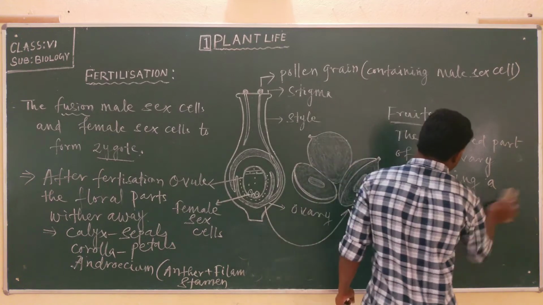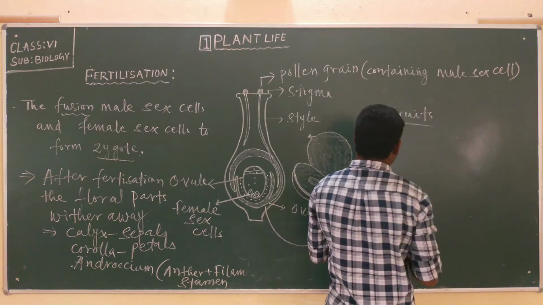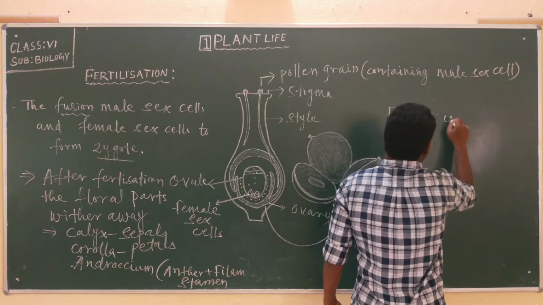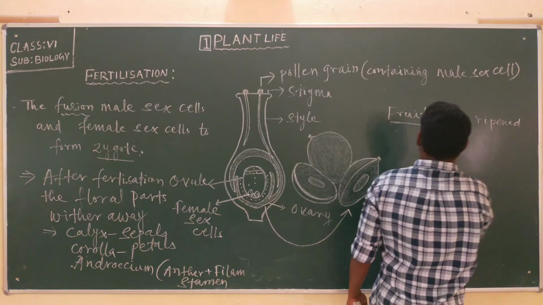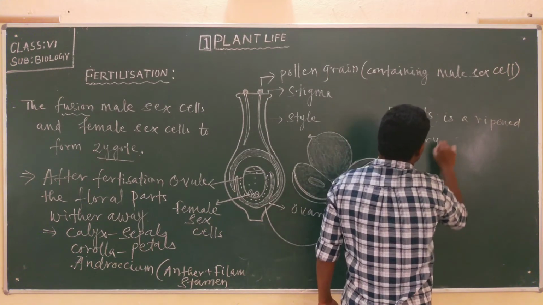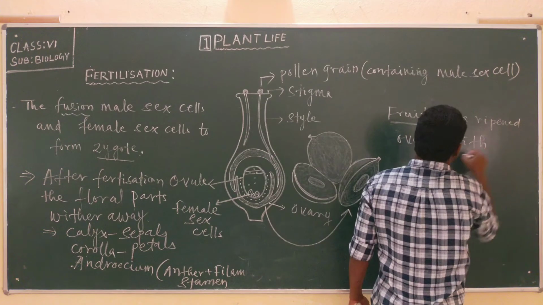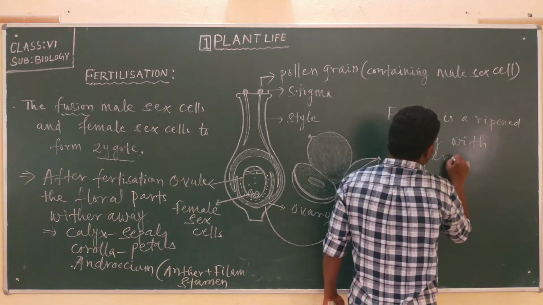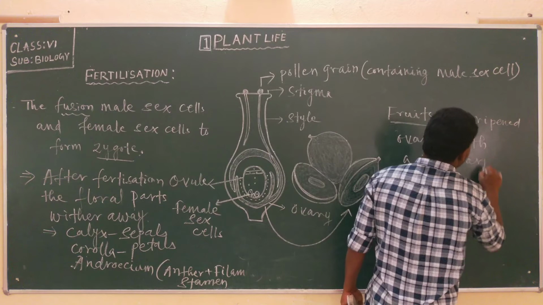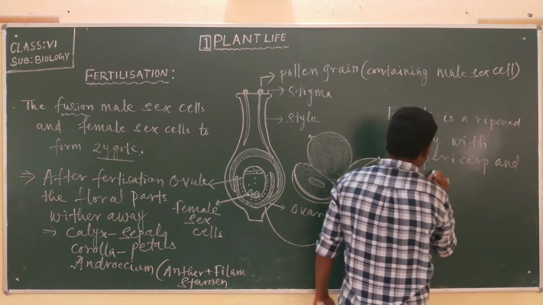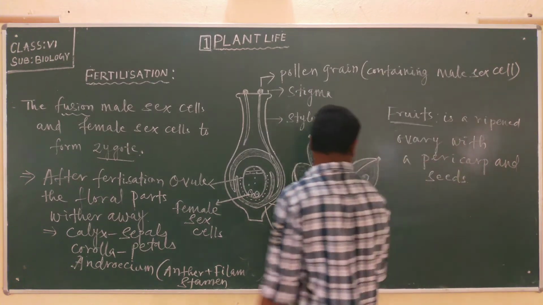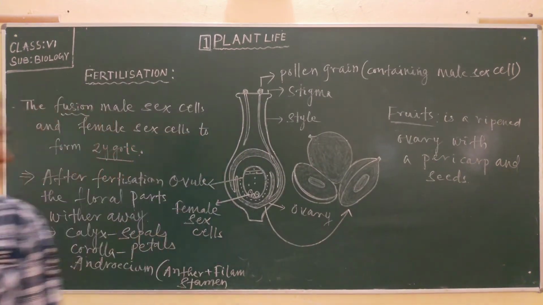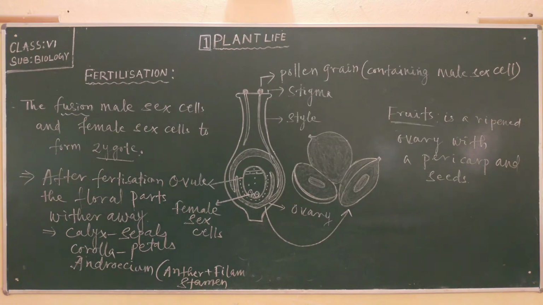Or we can also say it like this: fruit is a ripened ovary with a pericarp and seeds. That is known as fruit. Now, what is fruit? Fruit is a ripened ovary with a pericarp and seeds. And pericarps are of three types, I am going to tell now.